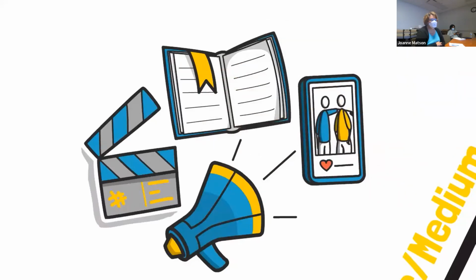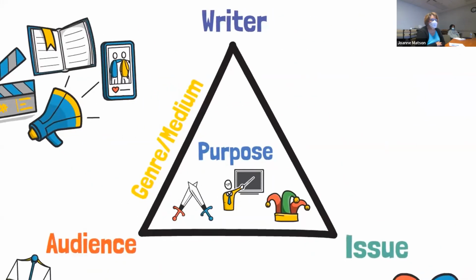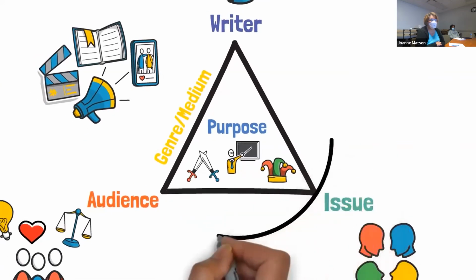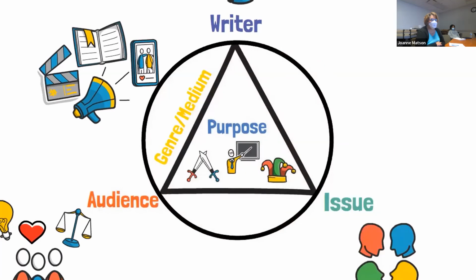Often in academic writing, the genre is determined by your instructor, but in other writing contexts, you will want to carefully pick a genre that best suits the rhetorical situation and your purpose. And all of these various parts of the rhetorical situation are surrounded by the broader context of a piece of writing, almost like a circle enclosing the triangle.